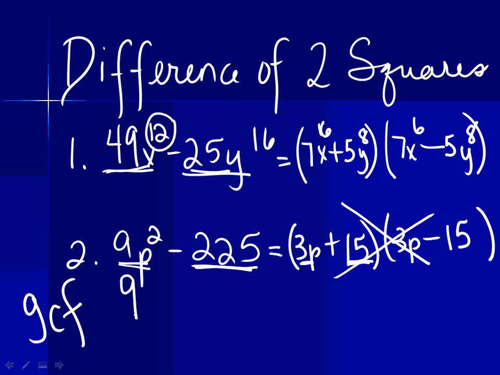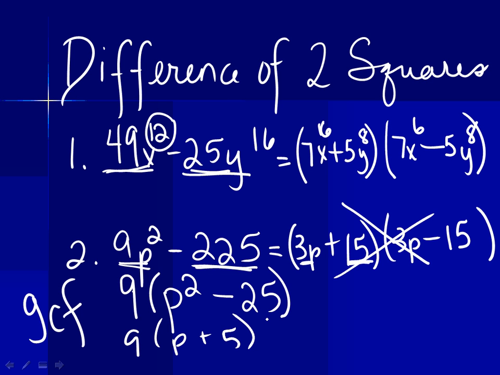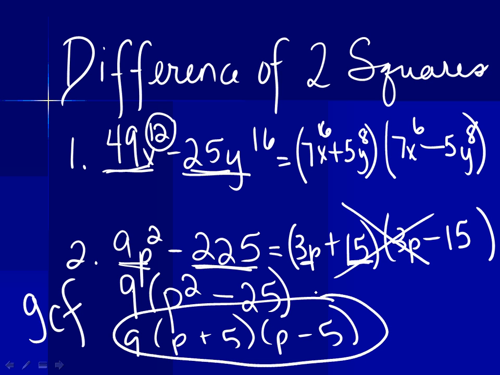So I'm going to look at 9 and 225. The common factor between these two is 9, and that gives me p squared minus 9 times 25 is 225. Then I take the 9, leave it out front, and do p plus 5 and p minus 5. All right, sorry for that mistake, but I am glad that I caught that to show you how you can fix yourself. So anytime you have two numbers with the common factor, you need to start over again.